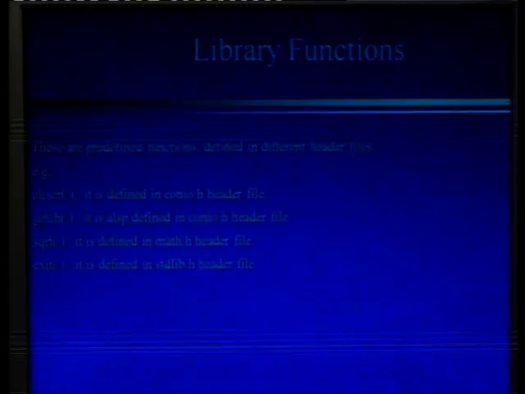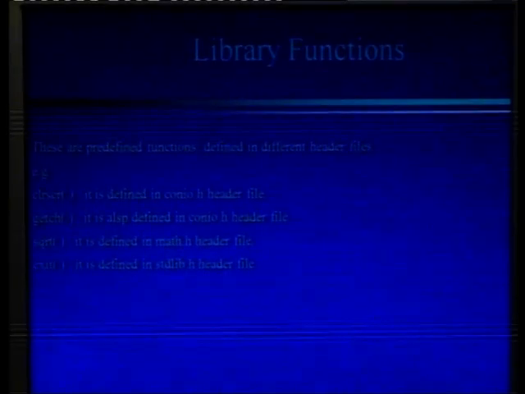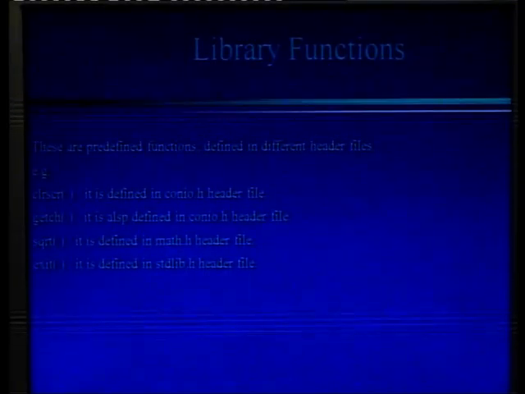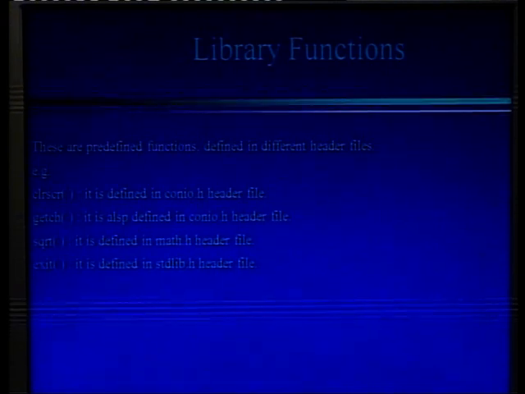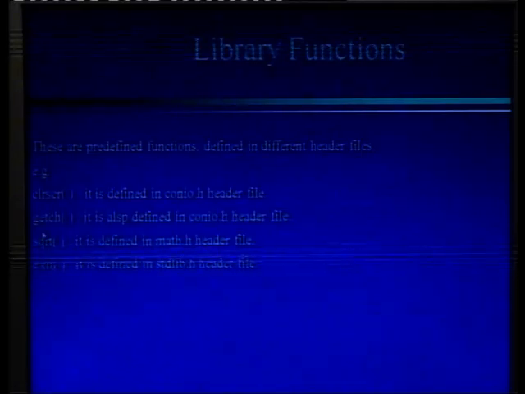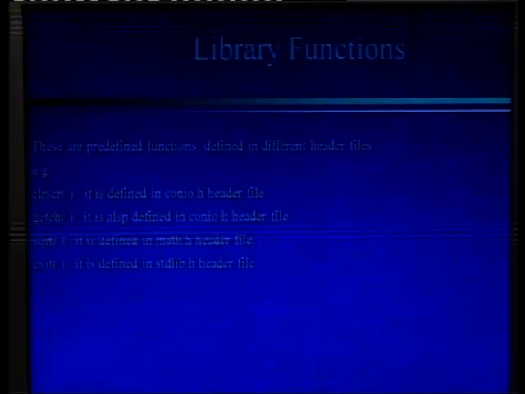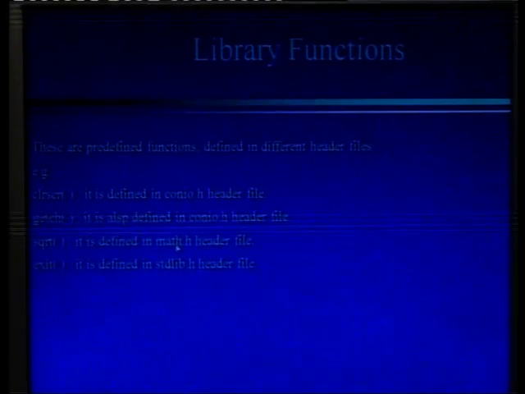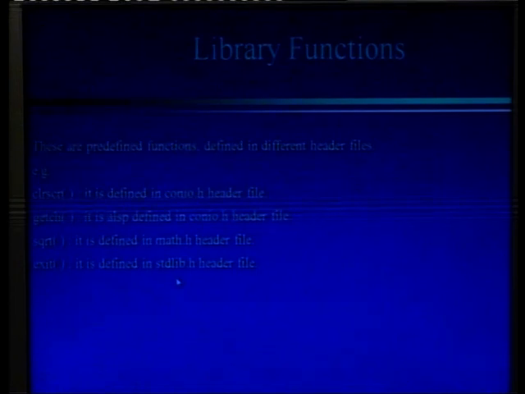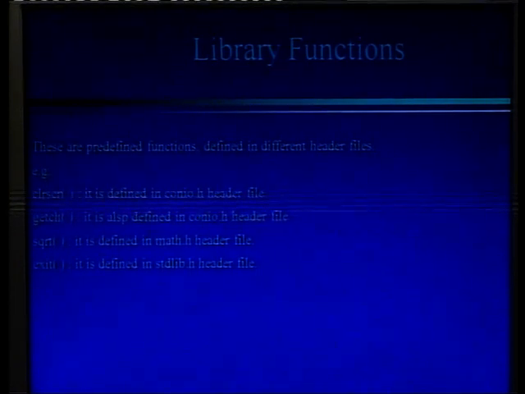So the first category is library function. These are predefined functions whose functionality is already defined in different header files, as we have already used in different programs. Clear screen is a predefined function, getch is a predefined function, and both are defined in the conio.h header file, which is console input output. Square root is a predefined function used to find the square root of a number, defined in math.h header file. Exit is a predefined function defined in the stdlib.h header file. It is used to terminate the program.